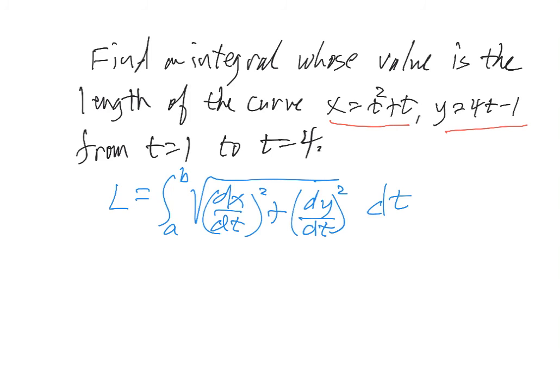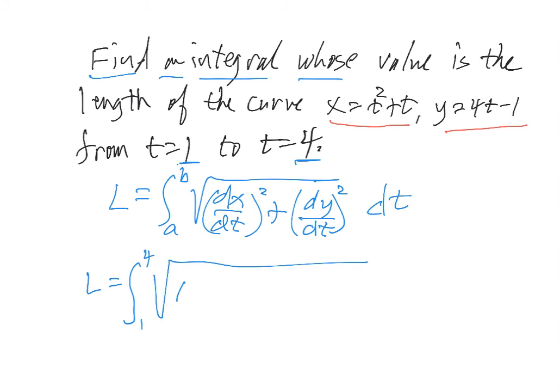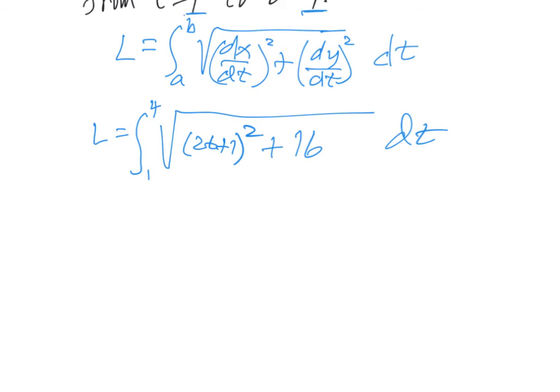Since we're just looking for the integral and not the actual value, this ought to be really easy to do. It's the integral from 1 to 4. We're just told what the t values are, beginning and ending. And then we have the square root, dx dt is 2t plus 1, dy dt is 4. So there is our answer. An integral. We're not asked to evaluate it.